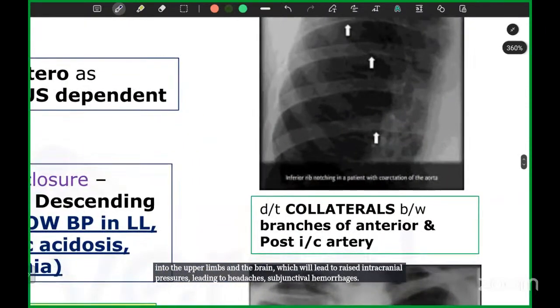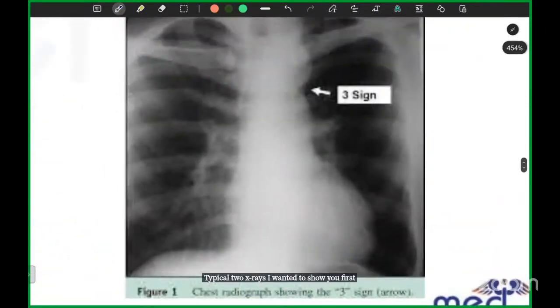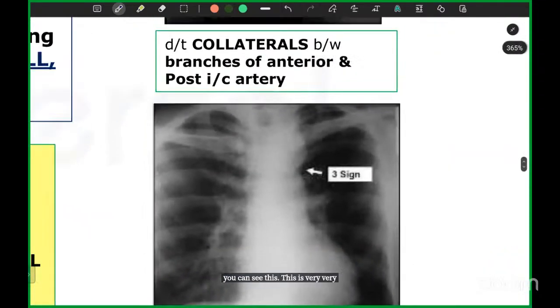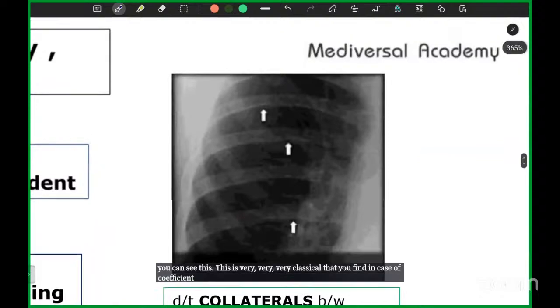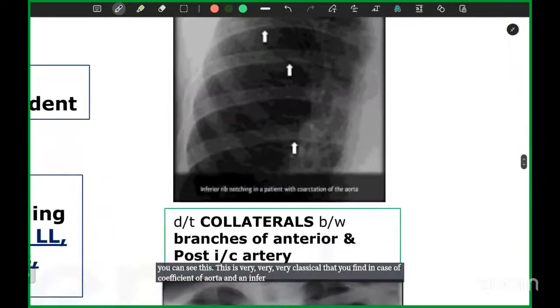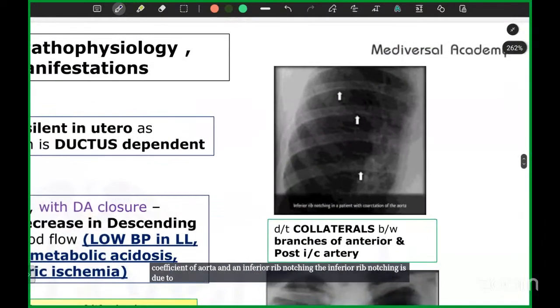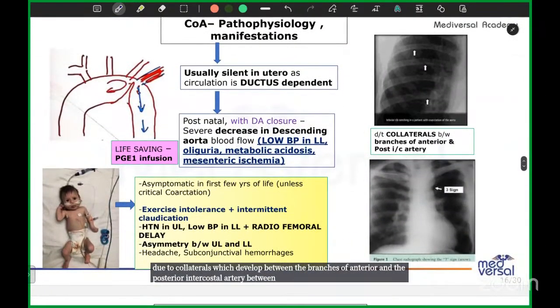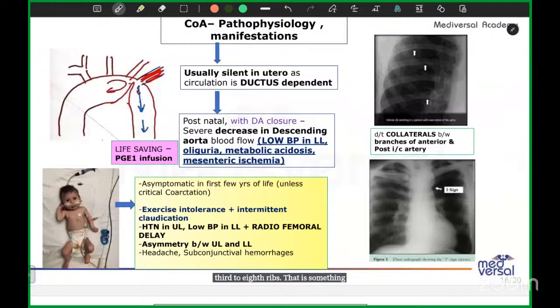Typical two X-rays I wanted to show you. First is this, which is a figure of 3 sign. You can see this. This is very classical that you find in case of coarctation of aorta, and an inferior rib notching. The inferior rib notching is due to collaterals which develop between the branches of the anterior and the posterior intercostal artery between 3rd to 8th ribs. That is something which I have not written in the slide. You can add it down to your notes. It's due to the collaterals between the 3rd to the 8th ribs.